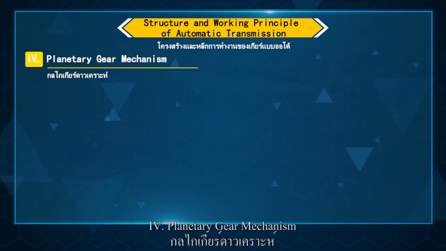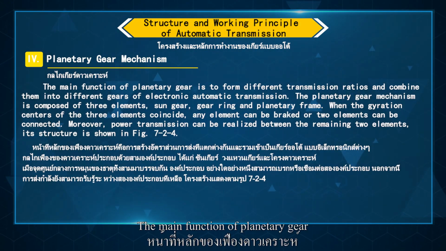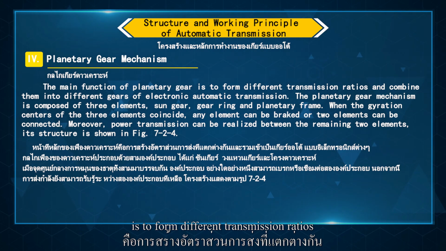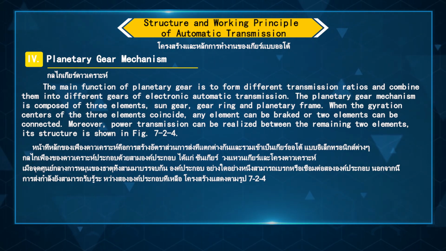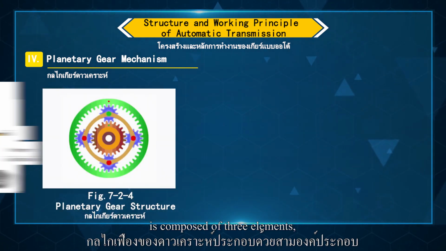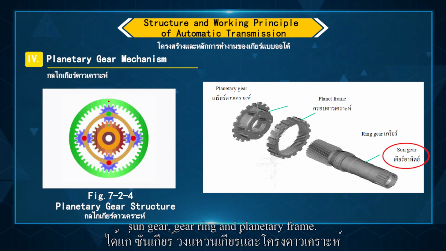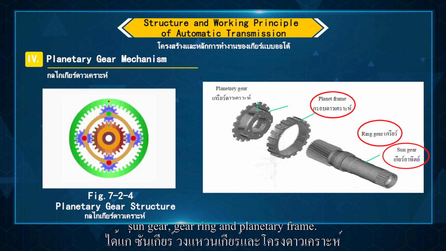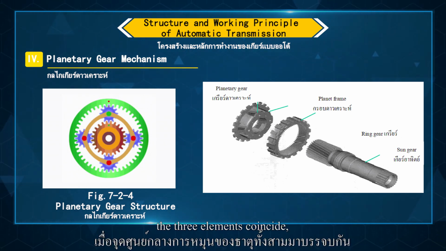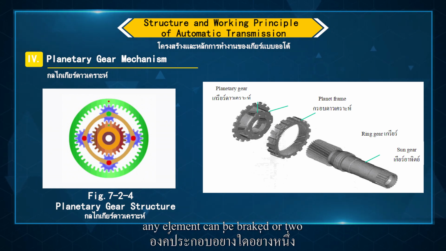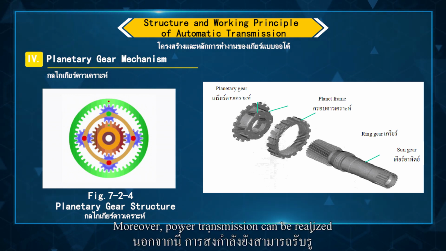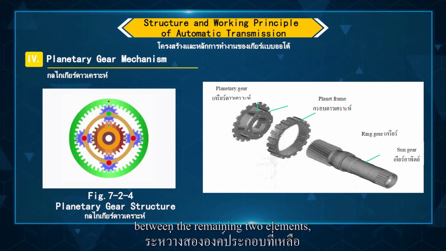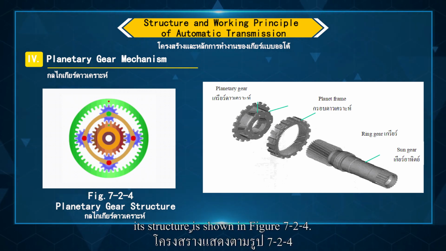4. Planetary gear mechanism. The main function of planetary gear is to form different transmission ratios and combine them into different gears of electronic automatic transmission. The planetary gear mechanism is composed of 3 elements: sun gear, gear ring, and planetary frame. When the gyration centers of the 3 elements coincide, any element can be braked or two elements can be connected. Moreover, power transmission can be realized between the remaining two elements. Its structure is shown in figure 7-24.